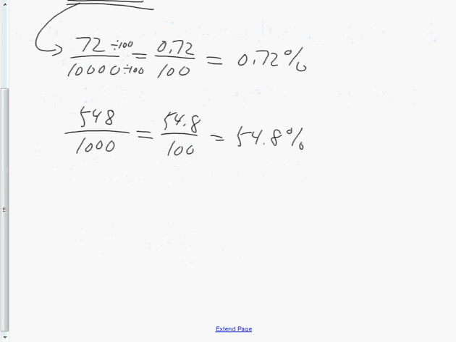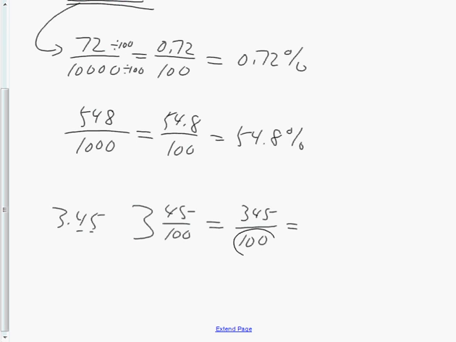And the last one, 3.45, is also read as being 3 and 45 hundredths. Tenths, hundredths, 3 and 45 hundredths, which is the same thing as 3, oh, that's not right, 345 hundredths. And since if the denominator is 100, that's a percentage, the numerator is your actual percent, which is 345%.